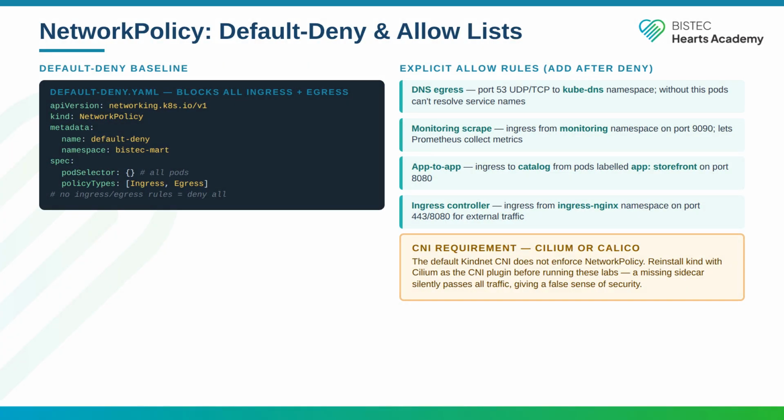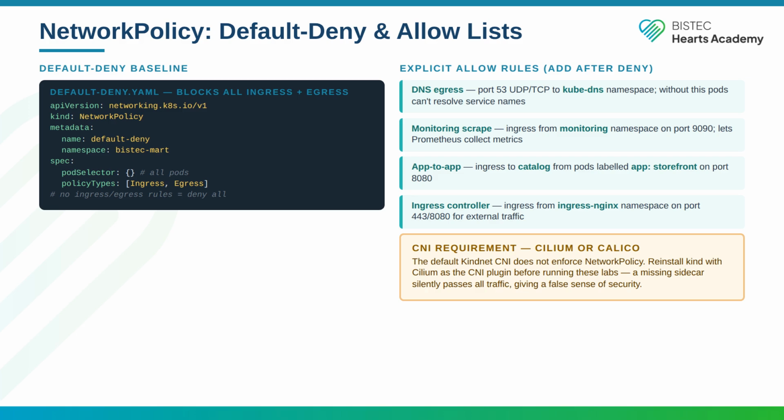NetworkPolicy operates at Layer 3 and Layer 4, IP address and port. It is enforced by the CNI kernel module before traffic reaches any Envoy proxy. This makes it complementary to authorization policy, not redundant. NetworkPolicy blocks lateral movement, even when a sidecar is missing or misconfigured.